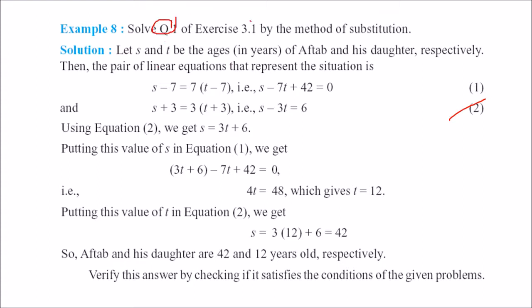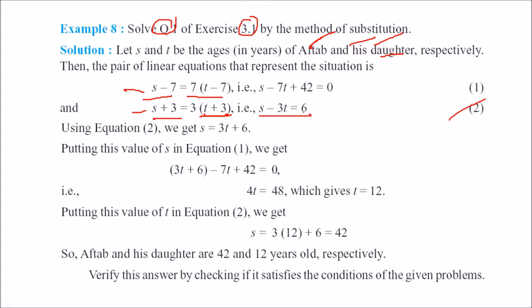See question 1 of exercise 3.1. What it says: Aftab and his daughter are suggesting about their ages. If s is the age of Aftab and t is the age of Aftab's daughter, the age of the daughter 7 years ago is 7 times the age of Aftab, and after 3 years, the age of Aftab will be thrice the age of the daughter. So this is what we can make easily. And now let us solve it.